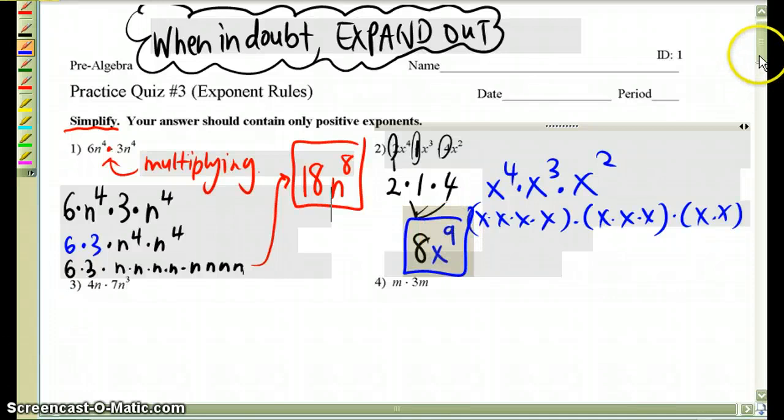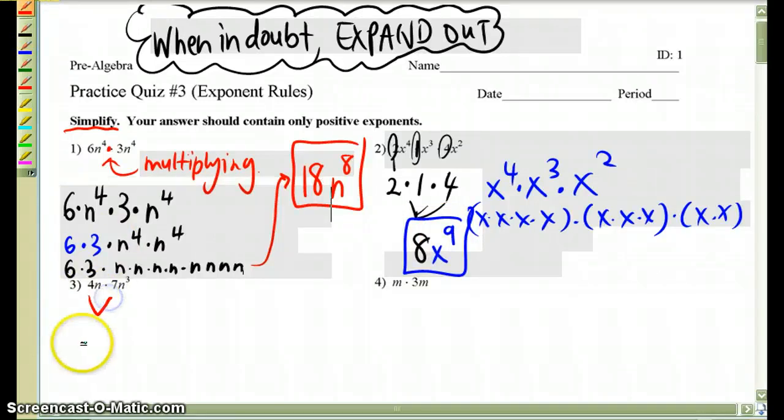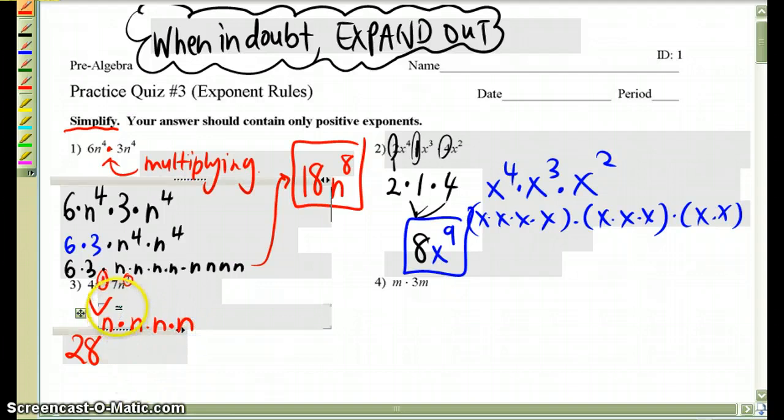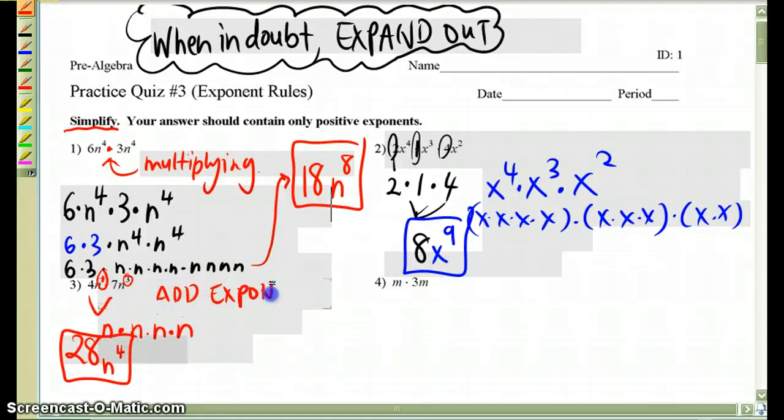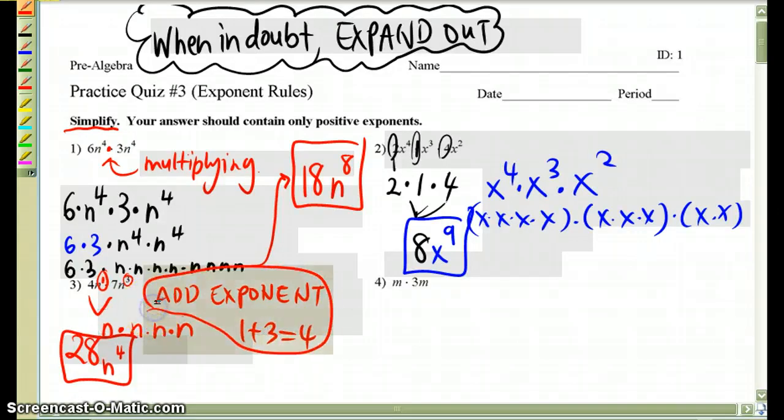Number 3, I would multiply 4 times 7, which is 28. There's an n to the 1 here invisibly, so there's the n. And then over here there's 3, so if I expand it out, n times n times n. So if I count 1, 2, 3, 4, there's n to the 4th power. Again, the shortcut way would be to add the exponents, which the exponents is 1, invisible 1, plus the 3, which gives me 4. So if I add the exponents, that's what I would get here.